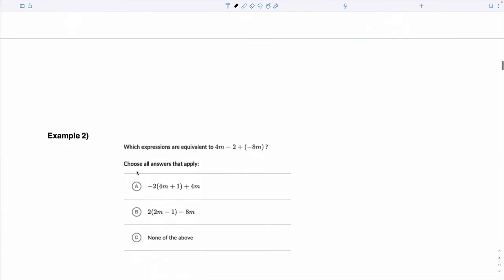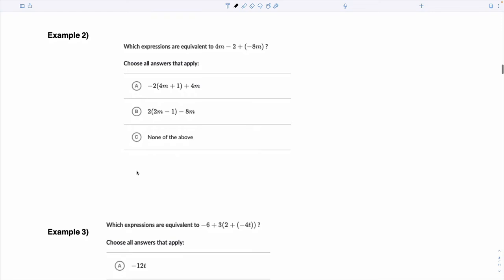Moving on. Next page, please. Example 2 is similar. We're going to simplify the question first before we try to simplify A, B, and C. So let's try to simplify 4m minus 2 plus negative 8m. I'm going to start by making this one sign. The plus minus 8m is going to turn into negative 8m.